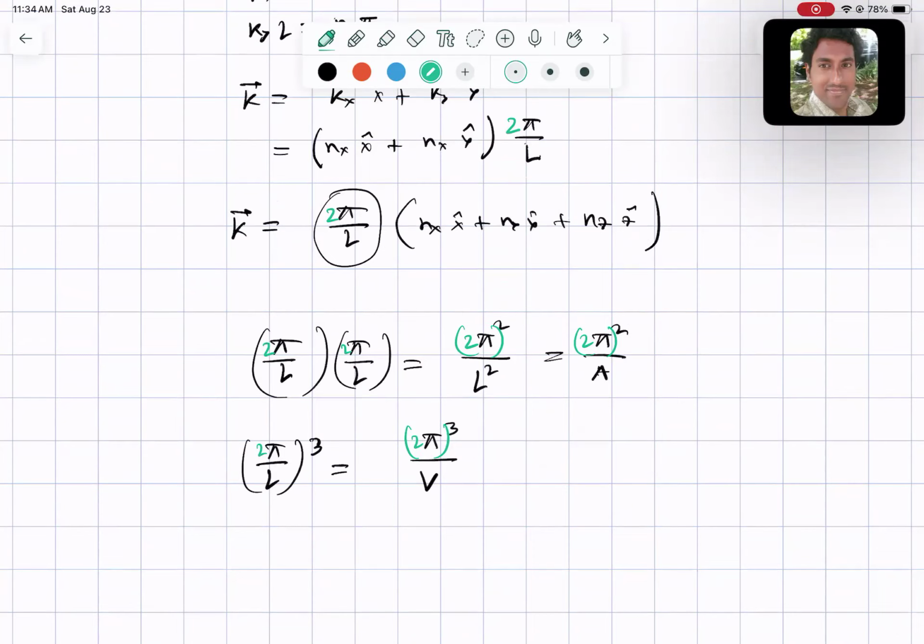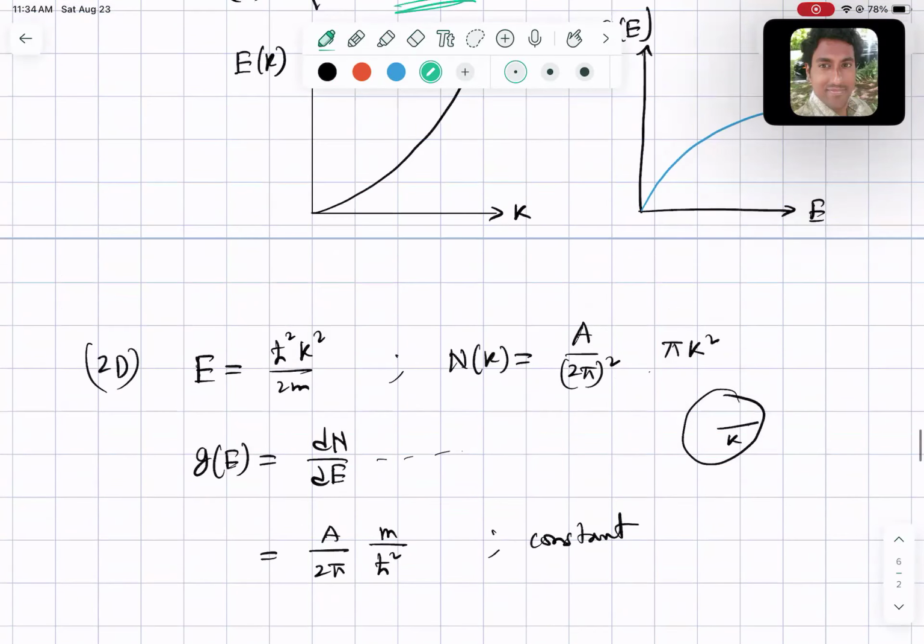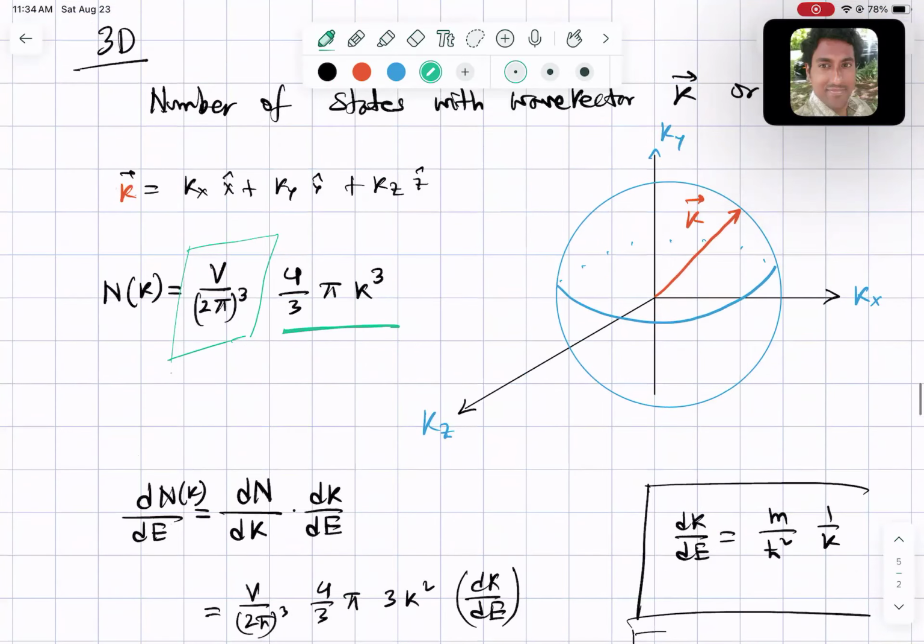Okay, so now we have this factor 2 pi whole cube over v, 2 pi squared over a, and those are the exact factor we have in front, right? Because see, n is just a number. When you do k cube, in k we have twice pi over L, right? And some x comma y comma z.